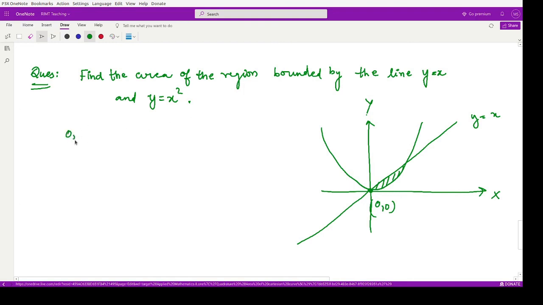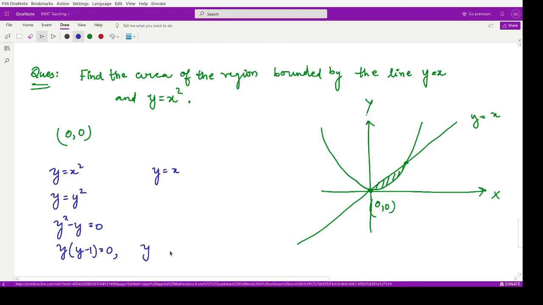We know both of these curves pass through the origin. So one point is 0, 0. Another point is this one, and you don't know what the coordinates are. So what you do, you will find the intersection of these two curves. So one curve is y is equal to x square, another curve is y is equal to x. So when you substitute the value of x here, you would have y is equal to y square, or y square minus y is equal to 0, or y into y minus 1 is equal to 0. So you have the other point as y is equal to 0 and 1. So the other point, this one, has the value 1, because y is equal to x, so the value of x is also 1 here. So this point is 1, 1.